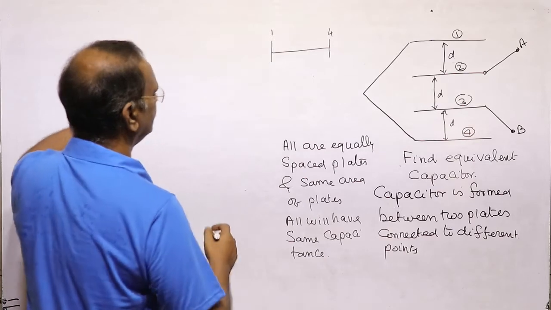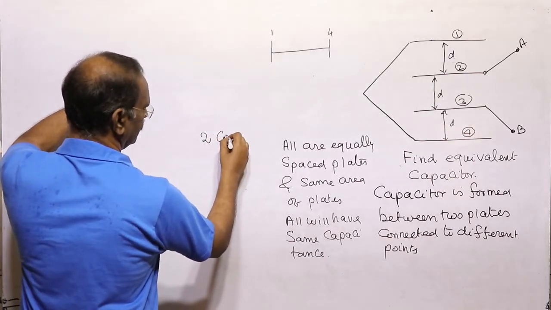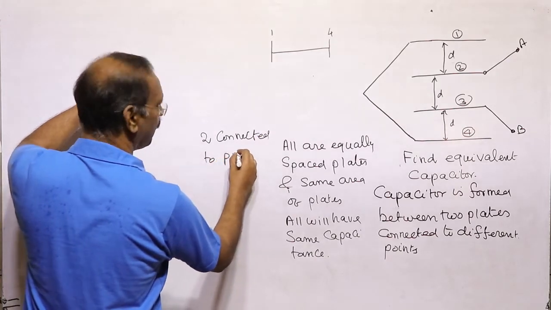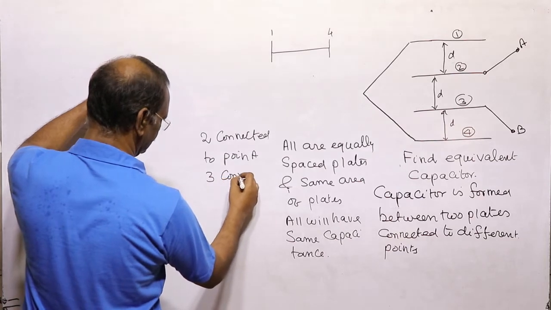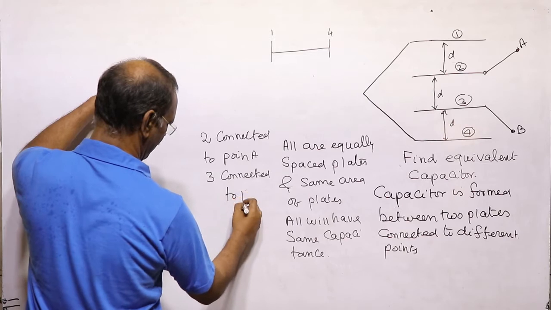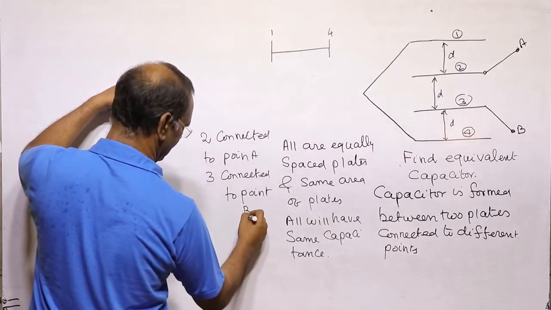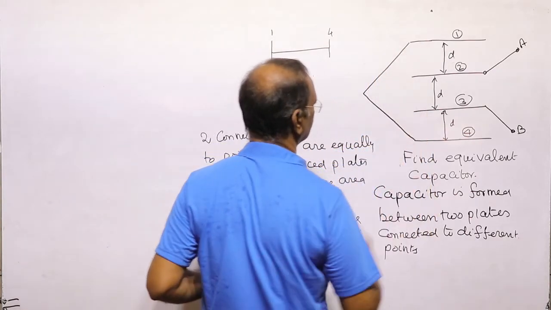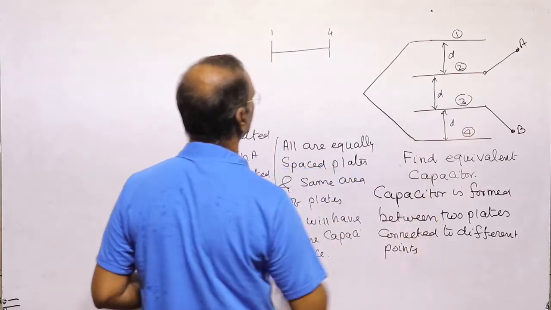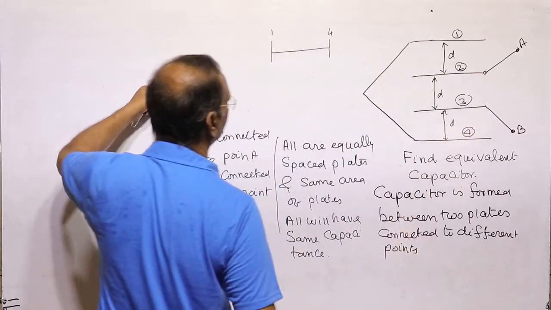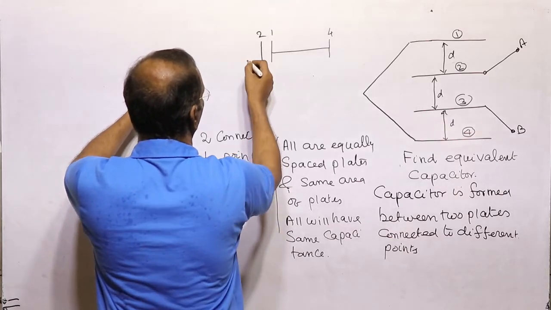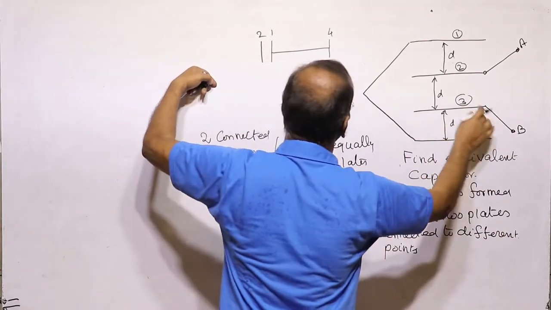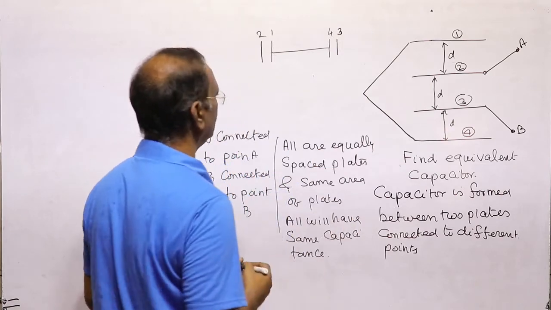Now, the second thing we can see: plate 2 is connected to point A, and 3 is connected to point B. It means 2 and 3 are at different points. We have seen that 1 and 4 are connected through the wire first. Now 1 and 2 form a capacitor, and 3 and 4 form another capacitor.